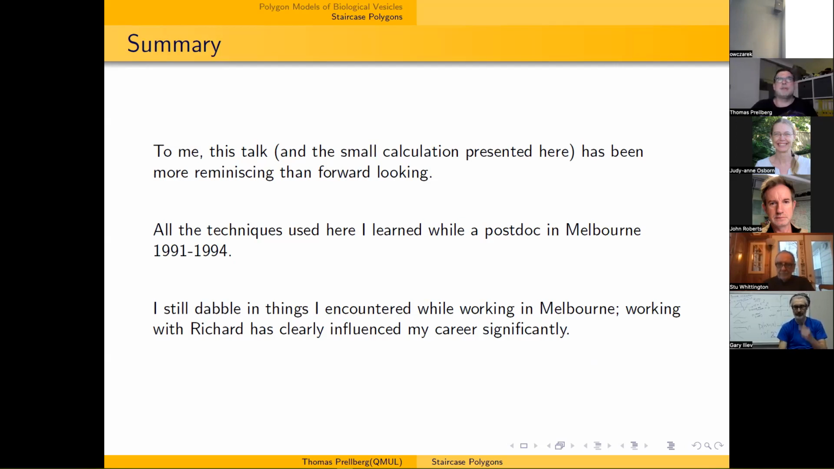Two techniques that I actually learned while I was a postdoc in Melbourne. And all I can say in closing is that Richard has really shaped my career quite tremendously. I still dabble in all these things that I encountered while working in Melbourne with him. And I think I will continue to do so. And with that, I would like to close. Thank you.